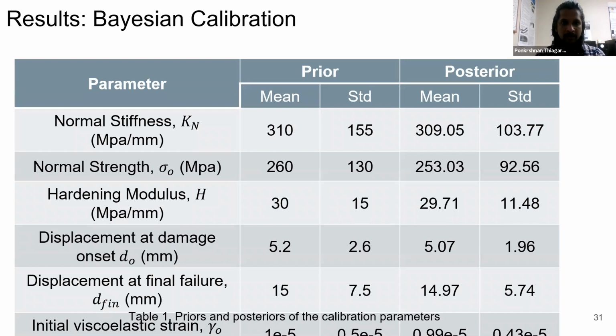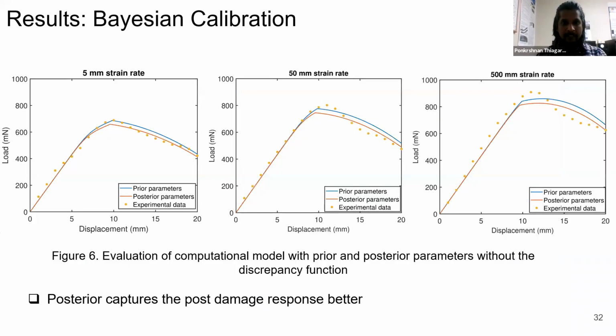Next. The results of Bayesian calibration are seen here. We have assumed the Gaussian priors as shown for the 6 parameters that need to be calibrated, and after performing the Bayesian calibration, we can see the posterior on the right. This is again the load displacement curve after evaluating the cohesive zone model. The dots represent the experimental response, the blue curve is the prior parameters, and the posterior response is shown as red curves. We can see that the posterior captures the post-damage response very well in all 3 strain rates. Next.